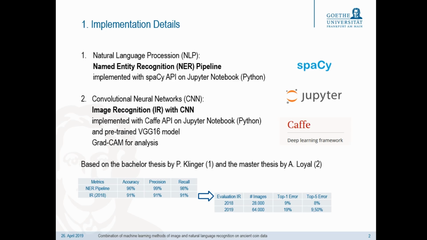We have combined the machine learning methods of natural language processing and image recognition with a convolutional neural network. The named entity recognition pipeline based on NLP was implemented with the spaCy application programming interface on Jupyter Notebook for Python. The image recognition based on a convolutional neural network was developed with the Caffe API and a pre-trained model on Jupyter Notebook. This work is based on the bachelor thesis of Patricia Klinger and the master thesis of Antje Lurian.